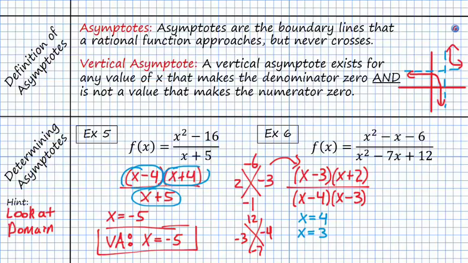Now, we also have to see which of these numbers will cause the numerator to go to 0. And what we see is that we've got x minus 3 and x minus 3. So what that means is that the numerator will be 0 when the denominator is 0. So that means that this doesn't meet our condition for a vertical asymptote. It must make the denominator 0, and it does not make the numerator 0. So we can go ahead and cross out x is equal to 3, and so we can say that our vertical asymptote is x is equal to 4.